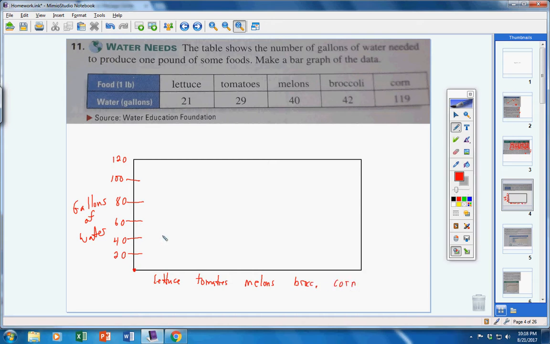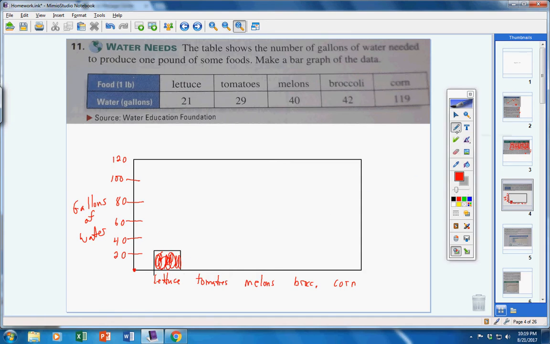Okay, so lettuce is 21, so we'll go to about right there, barely above the 20, and we can shade that in. And there's my lettuce, okay?